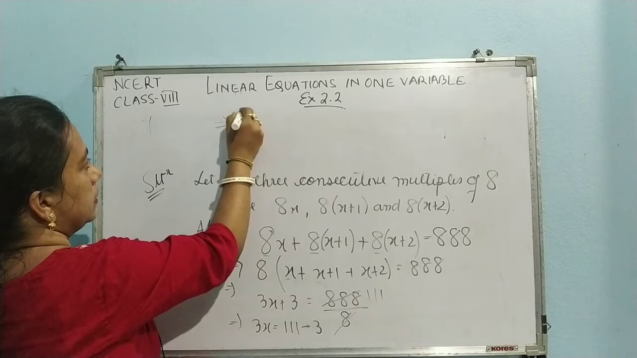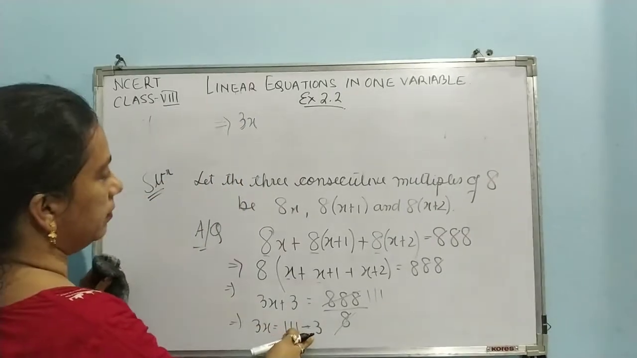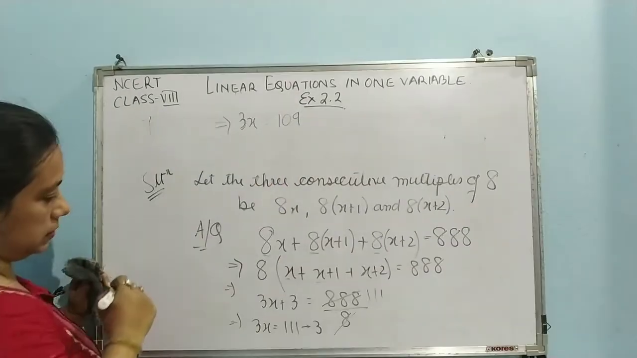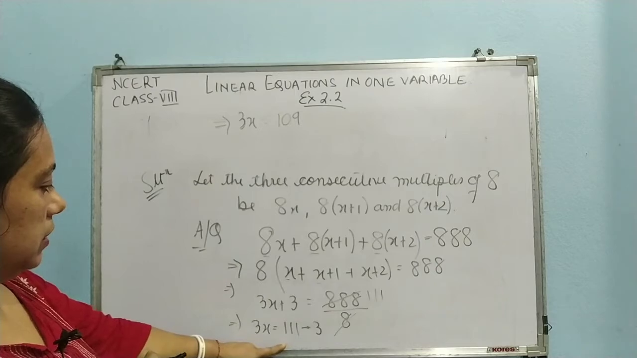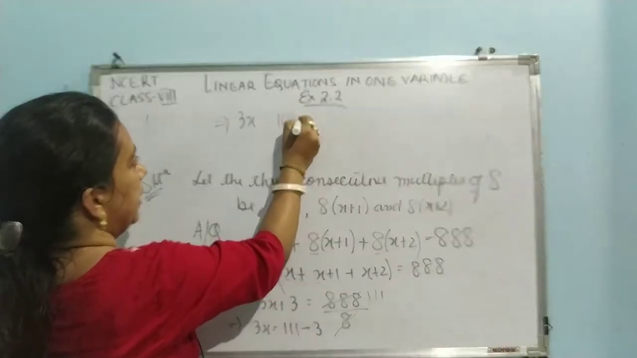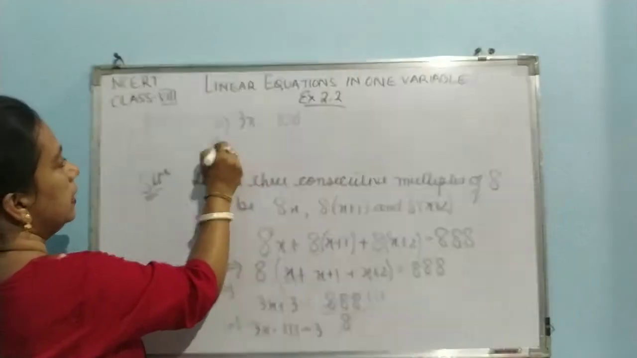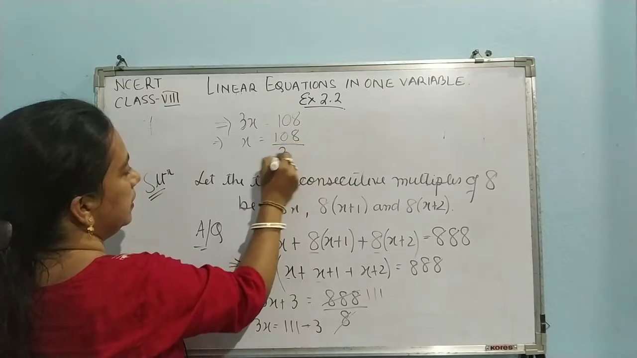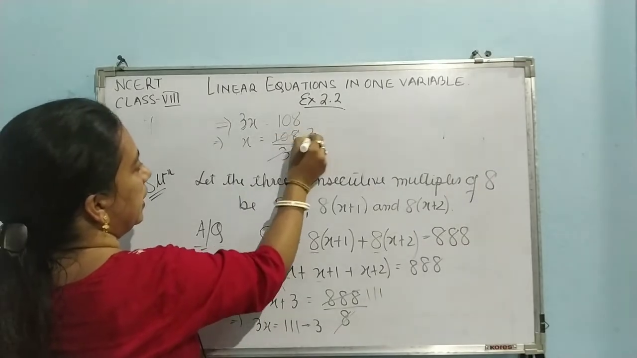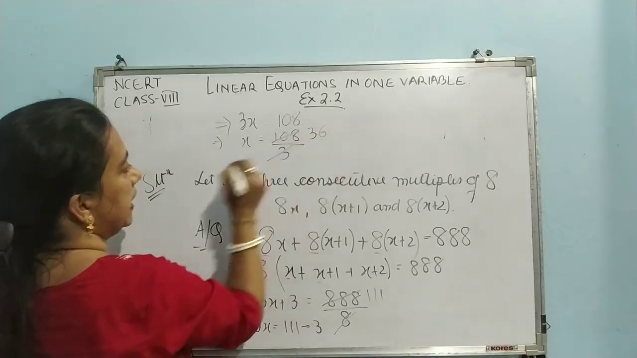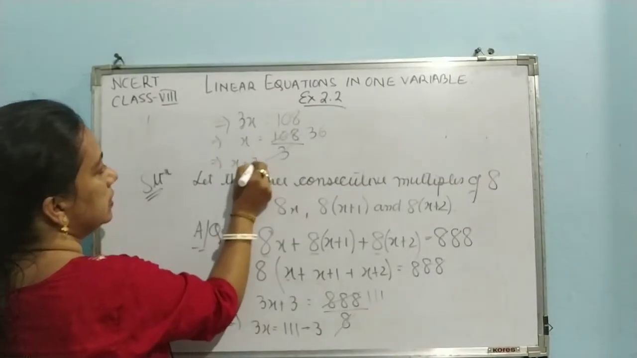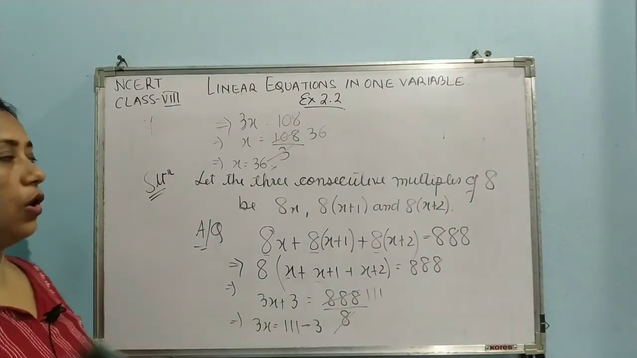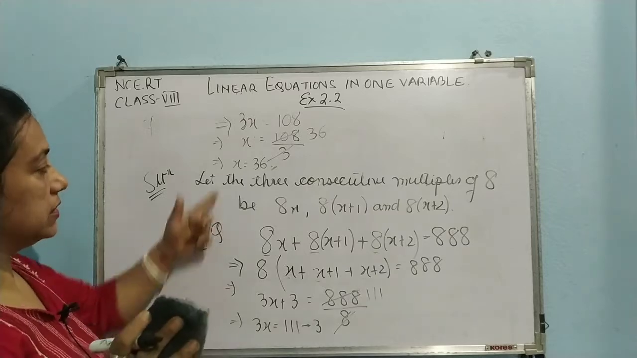3x. Now 111 minus 3. How much? 9, 109. 111 minus 9, 10, 11. No, sorry. 108, isn't it? Now again 3 into x means 3x, equal to 108. 108 by 3. Now 3 3s are 9, 1, 10, 18. 3 6s are 18. So we are left with x is equal to 36. So this is the value of x.